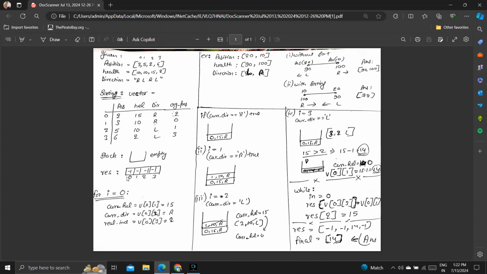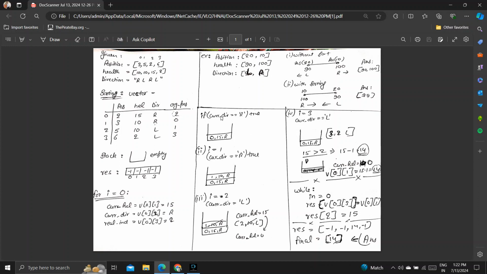All right, and resultant is also -1, -1, -1, -1, because there's nothing we have done now. Now if I move through the 0th index, what is the current health? Current health is v of 0 of 1. We know that current direction is R, that is right, and current index is 2.